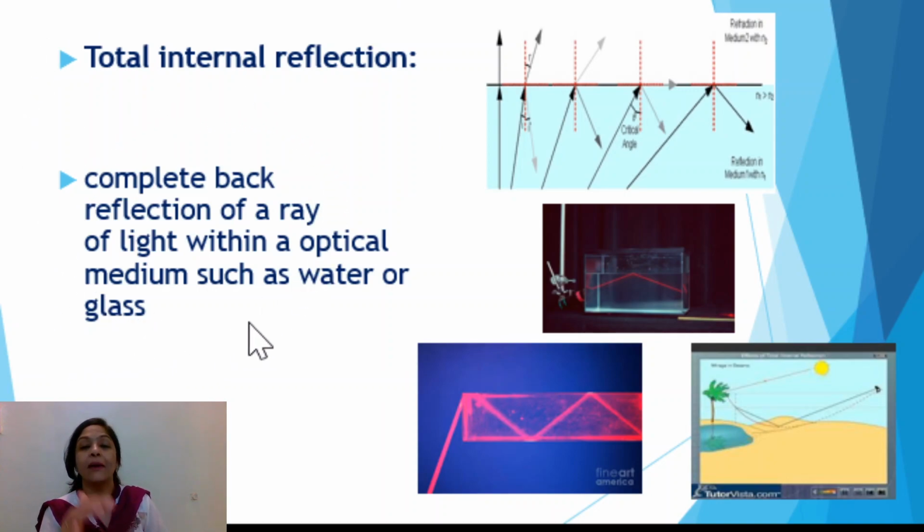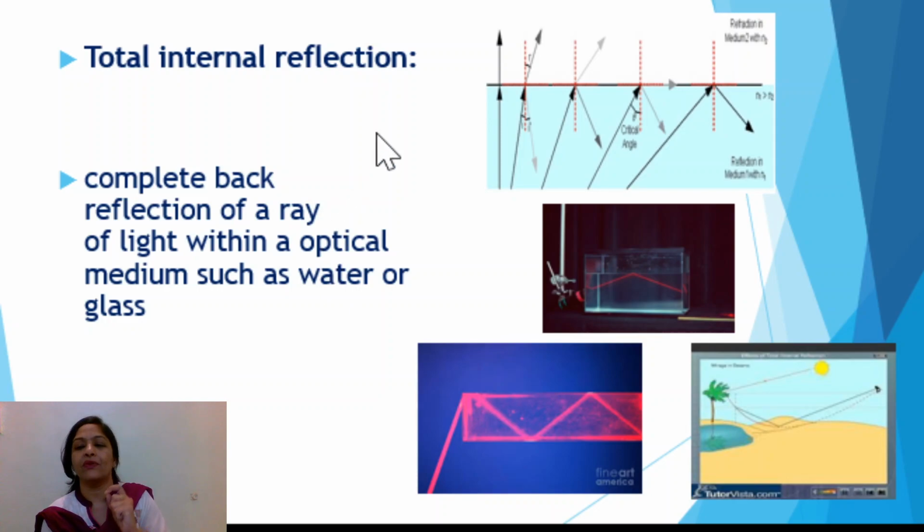Here, the complete back reflection of the light is known as total internal reflection. How it takes place, with the help of this diagram we can understand very well. Now, for this total internal reflection, two conditions are very necessary. One condition is the light should pass from denser medium to rarer medium, and second is the incident angle should be greater than the critical angle.